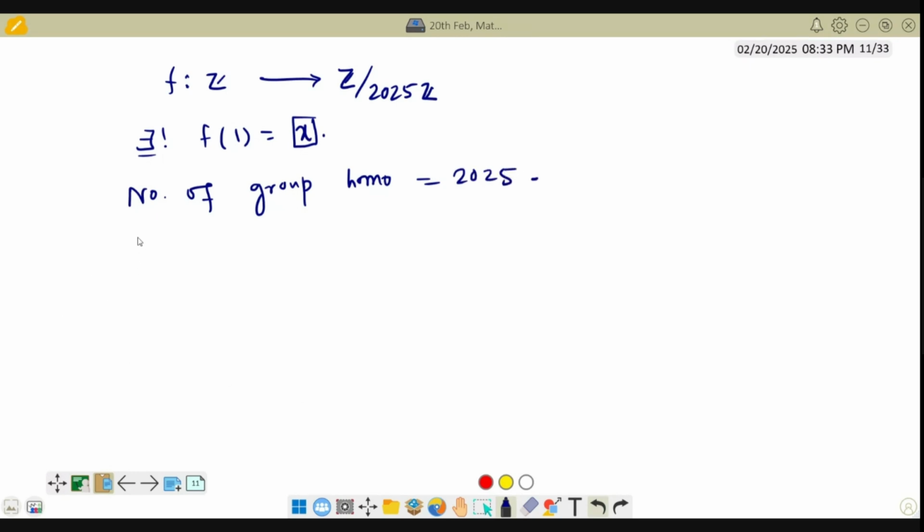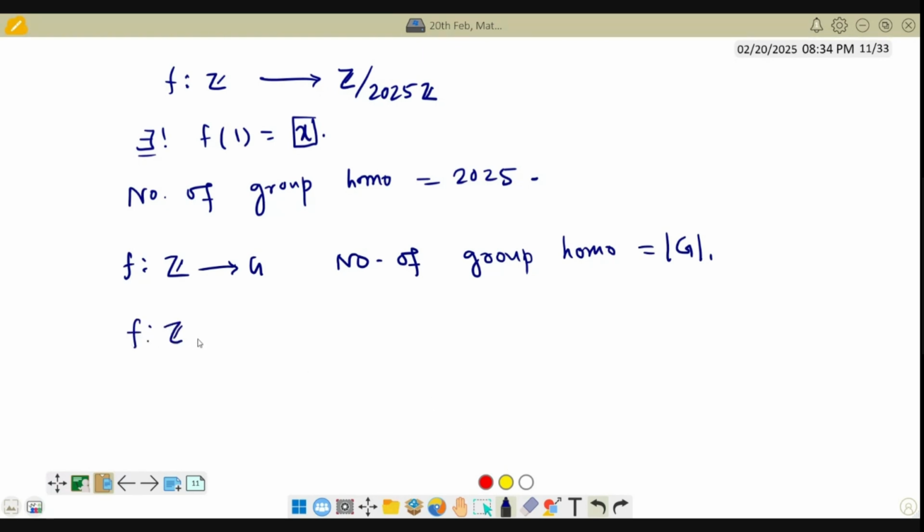Now if you want to generalize this, you have Z to G, then the number of group homomorphisms is the order of G. Right. Good. So you do not need to remember any formula. But suppose G is an infinite group, then there is an infinite number of homomorphisms. For example, you have G is Z. How many group homomorphisms are there? Yes, there are infinitely many group homomorphisms.